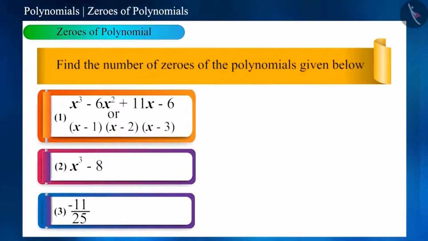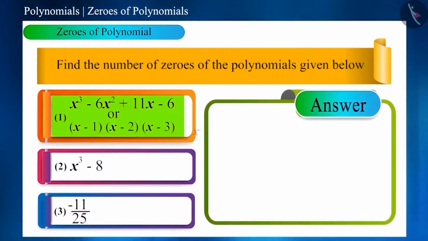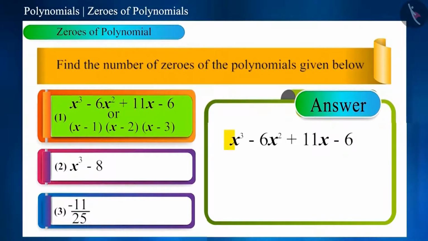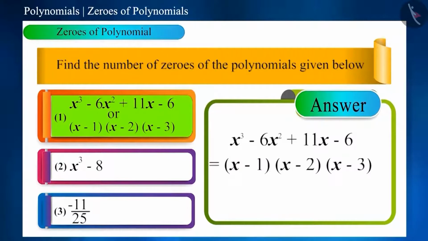You can think about your answer by pausing the video. Let us start with the first option. To make you understand, the simple form of polynomial x cube minus 6x square plus 11x minus 6 is x minus 1 into x minus 2 into x minus 3, given as the factor of linear polynomial.